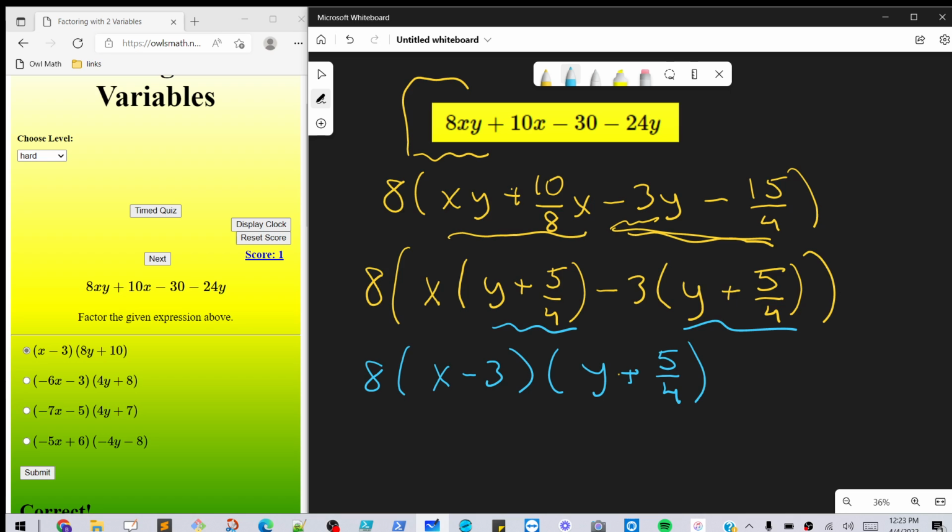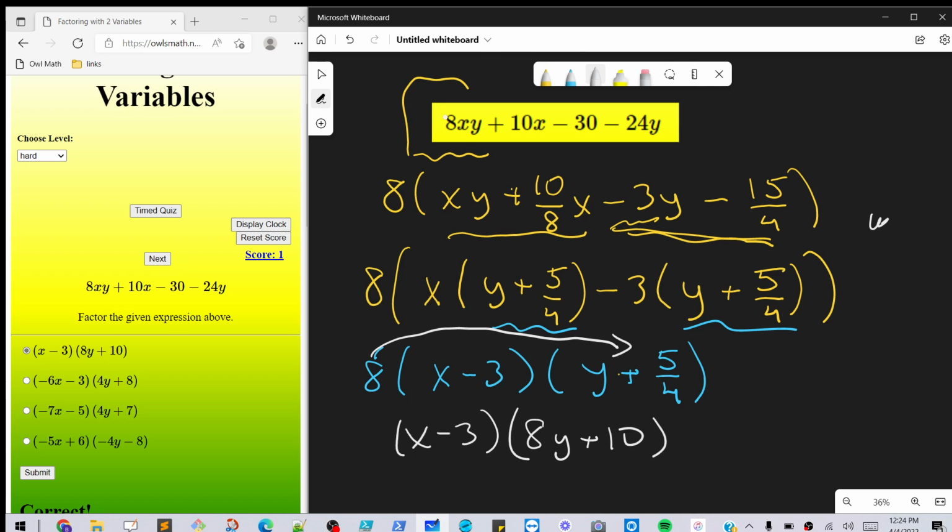And we're quickly getting to the answer. So this is factored, this is correct. But what we can do is distribute the 8. Let's just distribute the 8 all the way. So if we distribute the 8 into here, what we can do next is distribute the 8 into here. And we're going to have (x minus 3) times (8y plus 10). And you'll notice that's the same thing as the answer over here.